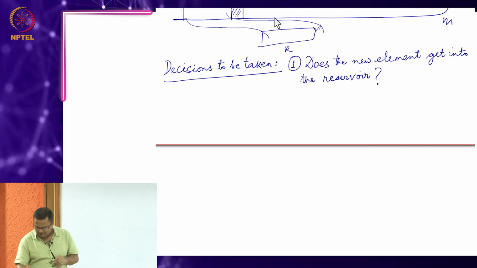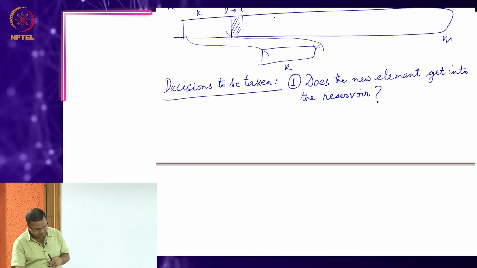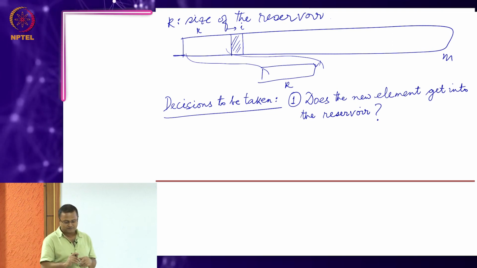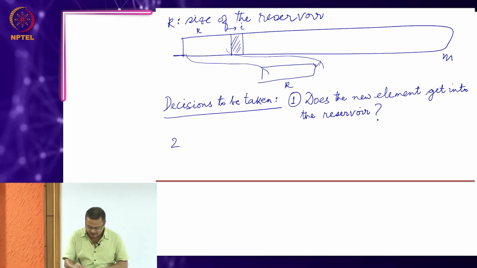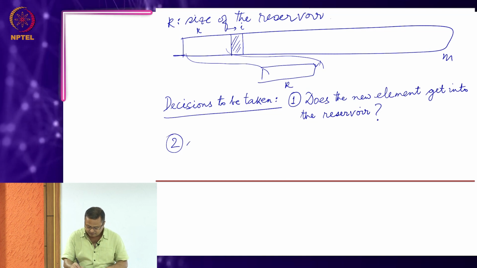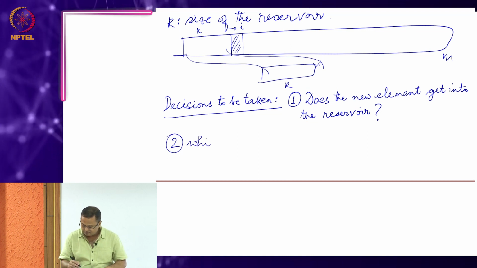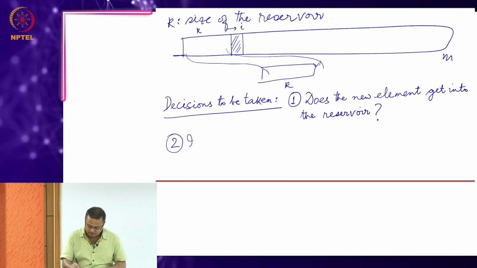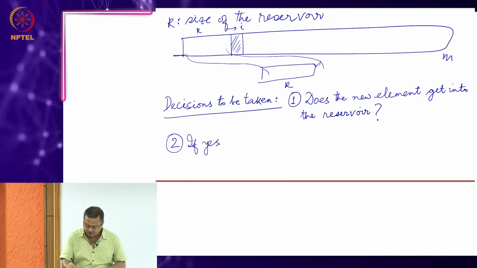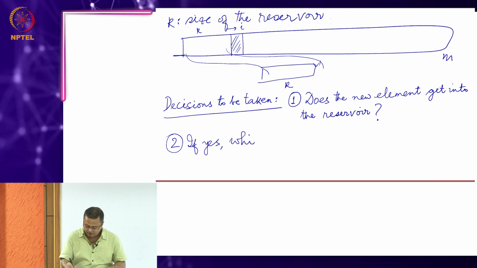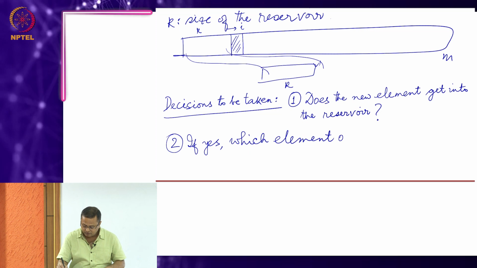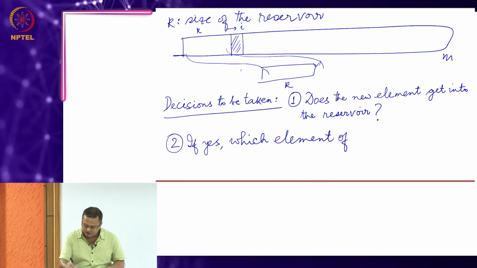Do I need to take other decisions? Right, very good. The second decision, if yes, so let me name this reservoir as R.